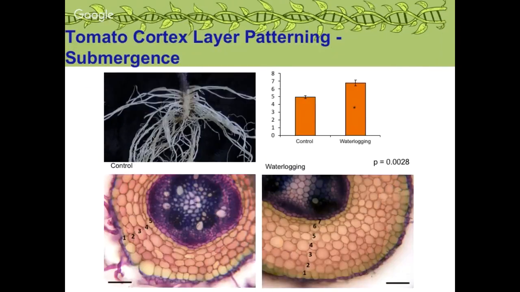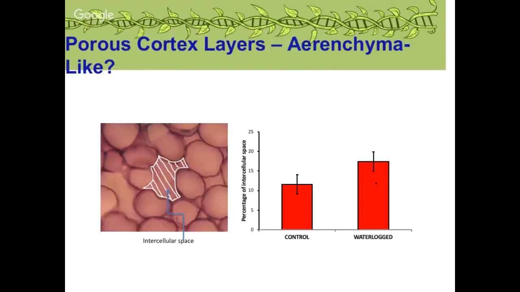Very quickly, I'm going to just highlight the fact that we're also able to see other changes in cortex layer development that have never been reported. For instance, in response to waterlogging, we see a huge increase in the number of cortex layers within the root, as well as an increase in the porosity between these cortex layers in response to flooding, which are not actually a parenchyma, but we predict may function as a parenchyma.